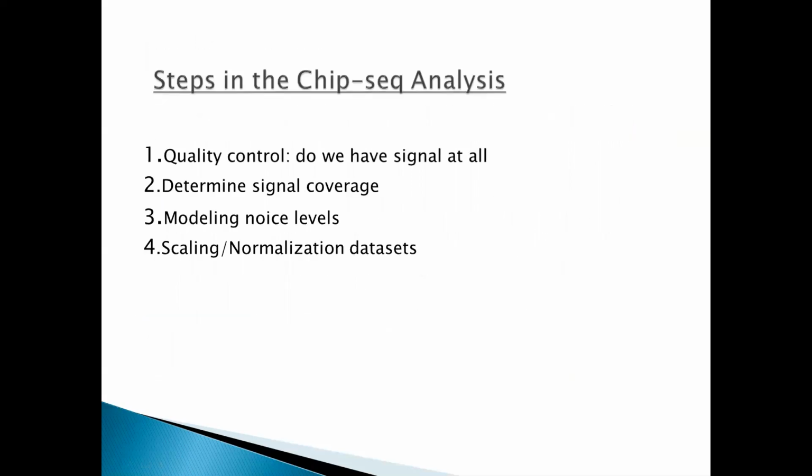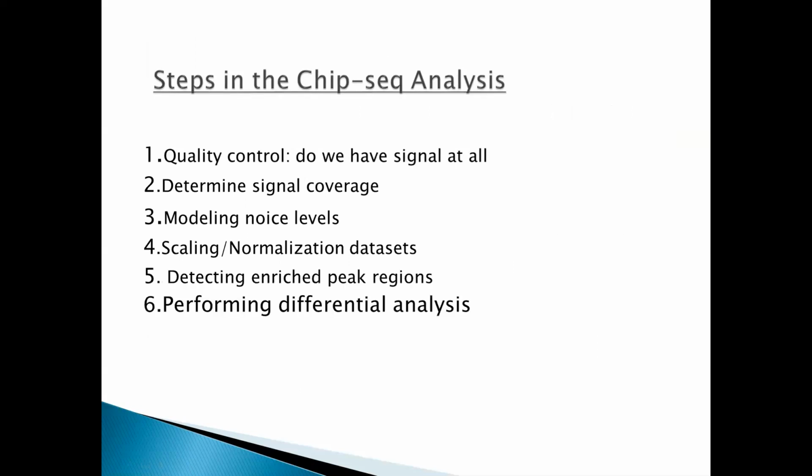There are some steps of ChIP-seq analysis. First one is quality control. In this step, ChIP-seq offers a fast analysis, however, a quality control must be performed to make sure that the results obtained are reliable. And the second step is determining signal coverage. The third step of ChIP-seq analysis is modeling noise level, a very central point in ChIP-seq analysis, which is to treat the noise level.